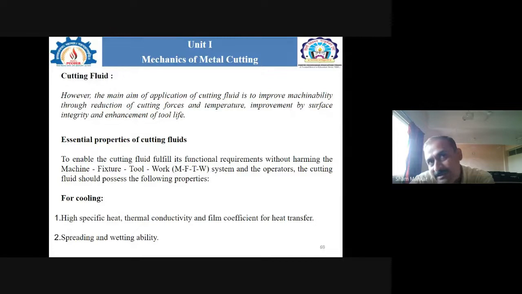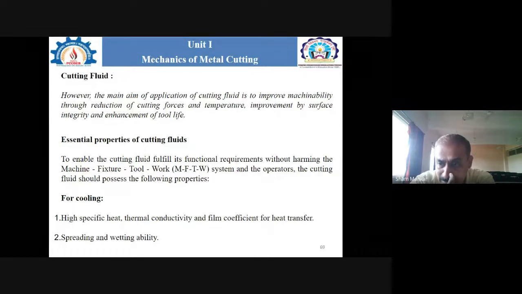So while selecting a particular type of cutting fluid, it should not damage the machine. It should not cause any reaction with the tool material as well as the workpiece material. And if we are using a fixture also, the same applies. At the same time, it should not create any kind of harm to the operator also.